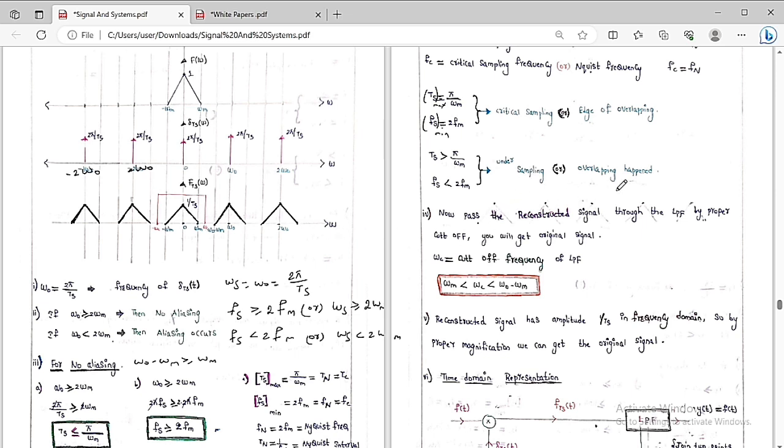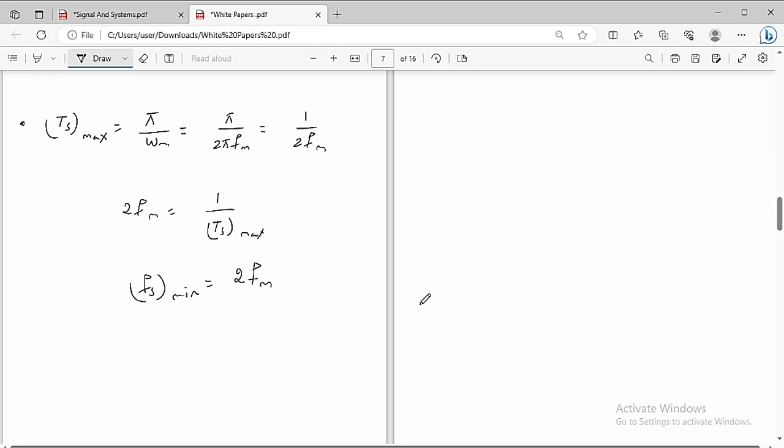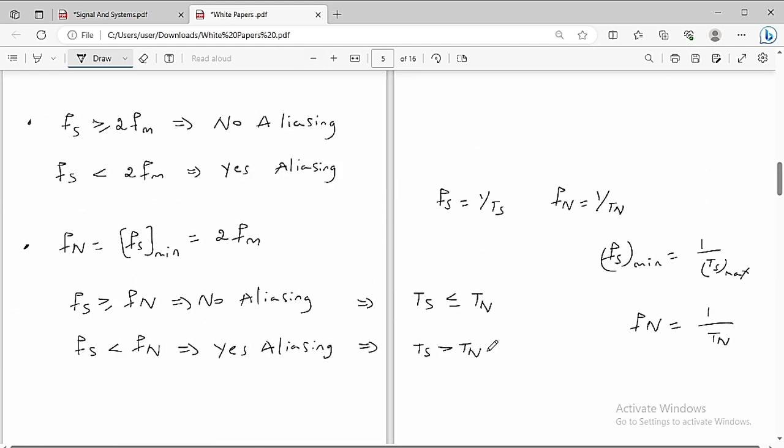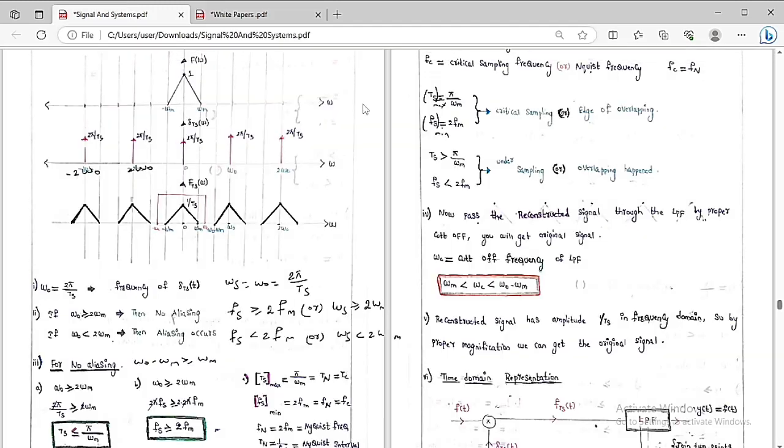Then what is the meaning of undersampling or oversampling? When is it going to happen? When FS is less than two times FM, I already told you, whenever FS is less than 2 times FM, there is an aliasing effect. Overlapping is going to occur. Overlapping is also called undersampling. So FS is less than 2 FM, I've already told you. If you rearrange, TS is greater than TN. Or you can write it in another fashion also: TS is greater than pi by omega m. So TS greater than pi by omega m or FS less than 2 FM, and with this, we are going to get the overlapping condition or the undersampling.